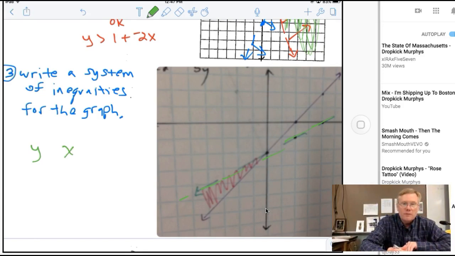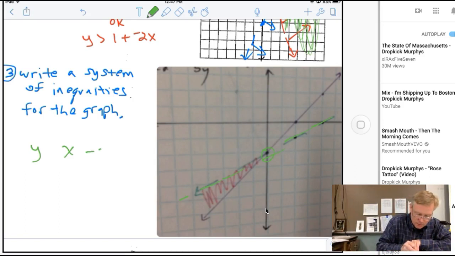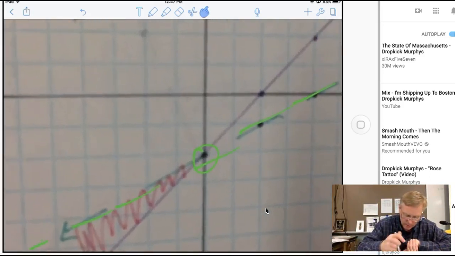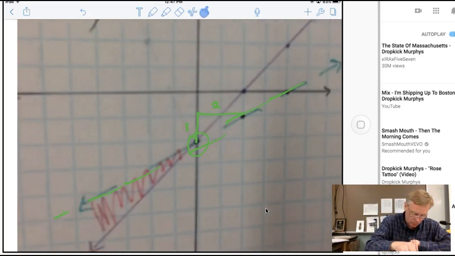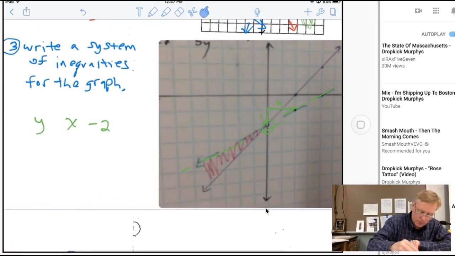I need the y-intercept of that line. We'll start with that. Looks like the y-intercept is here, right? That's negative 2. And then I need to know what the slope of that line is. So I'm going to zoom in for a second here. We'll come back. If I take this and I do the rise over run, that's a rise of 1 and a run of 2, and that's in the positive direction, which means it's got a slope of 1/2. So that is what goes in front of the x.